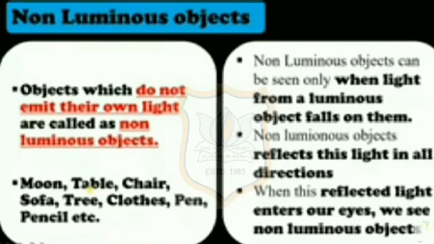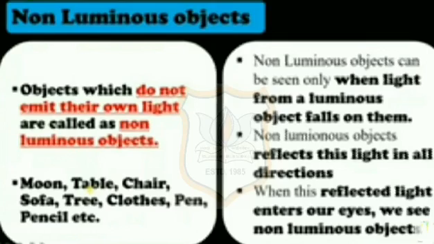Our second type of object is non-luminous object. Objects which do not emit their own light are called non-luminous objects. For example, moon, table, chair, sofa, tree, clothes, pen, pencil, etc.